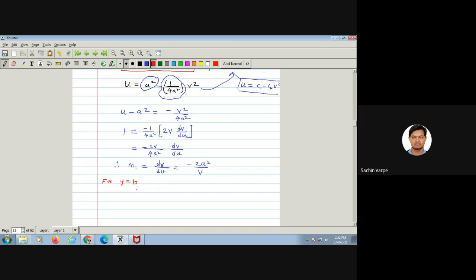what will I get? For y equal to b, I'll get x square minus y square. So y, I was substituting b, x square minus b square is equal to u, and v, what is v? v is actually 2xy, so for y equal to b, what will I get? 2bx.